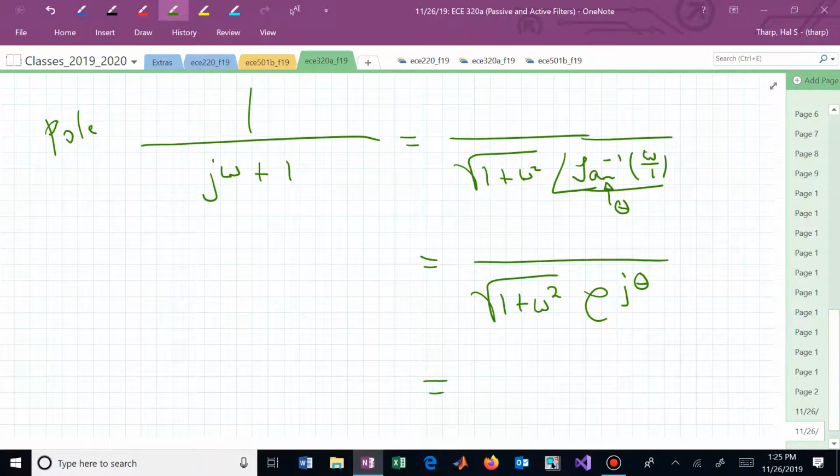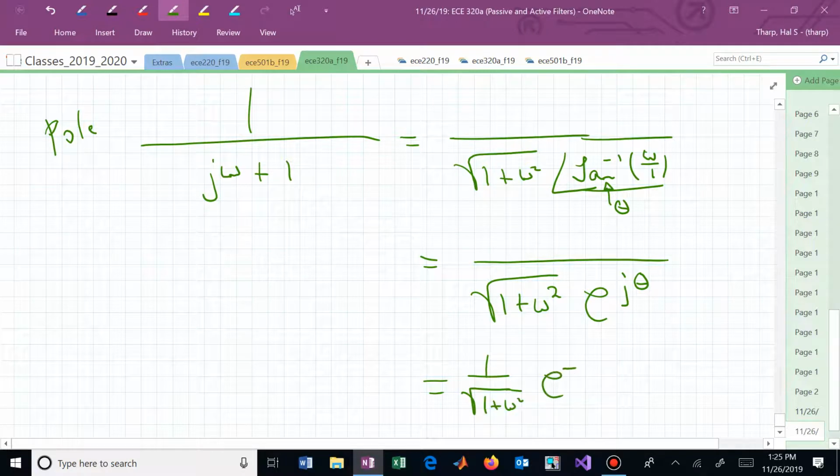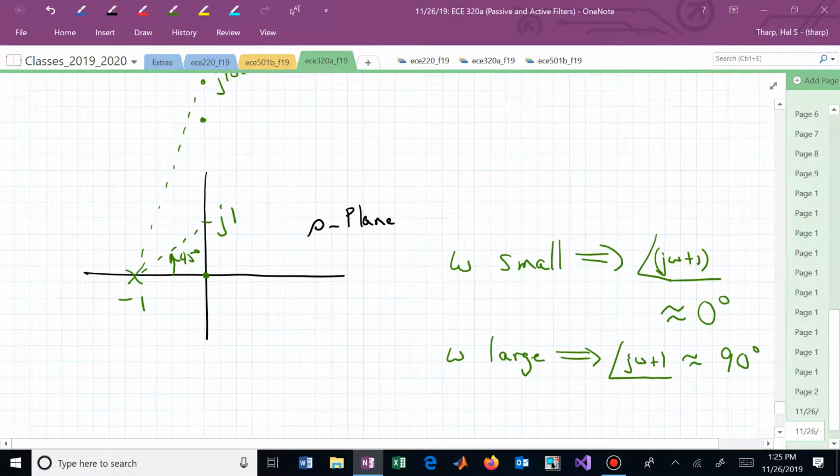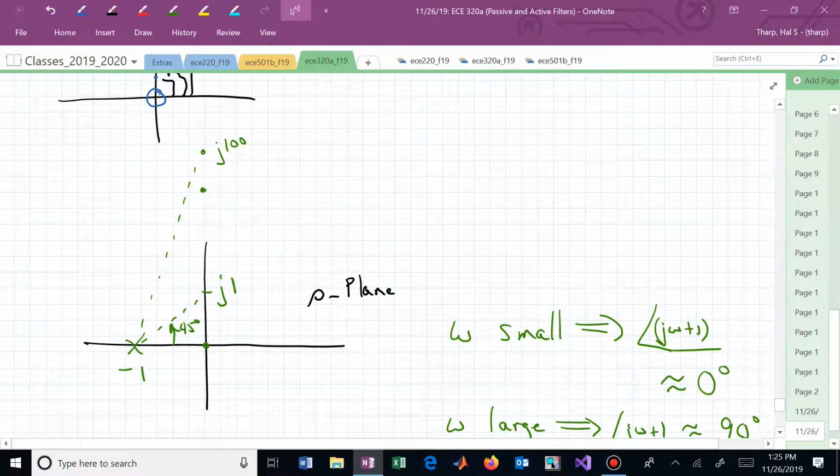Anytime we're downstairs, we're getting negative slopes and negative angles. And now we have this 1 over e to the minus j theta. And theta from our sketch here, that angle in our sketch is 45, it is 90. We just have to realize that it's being provided to us by a pole, and that pole is downstairs, so we have to associate the negative sign with that angle.